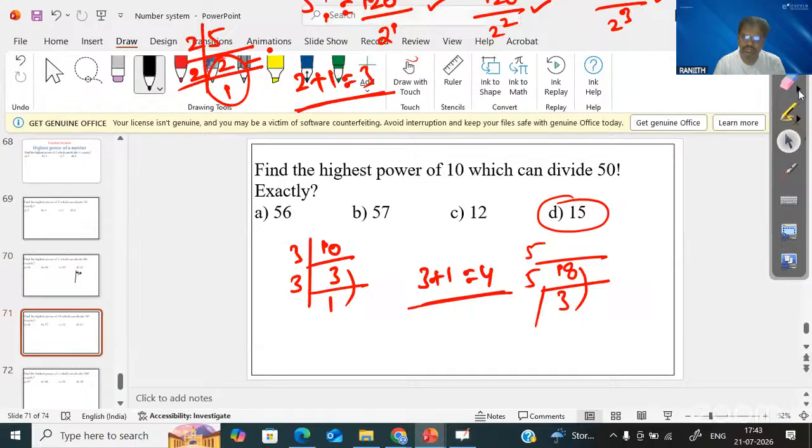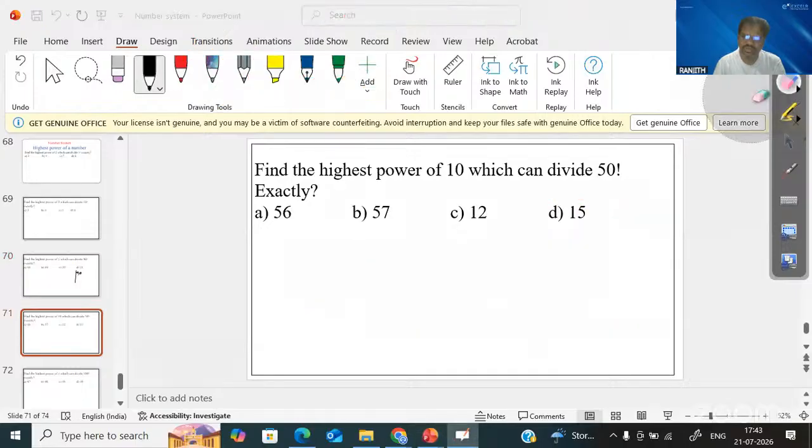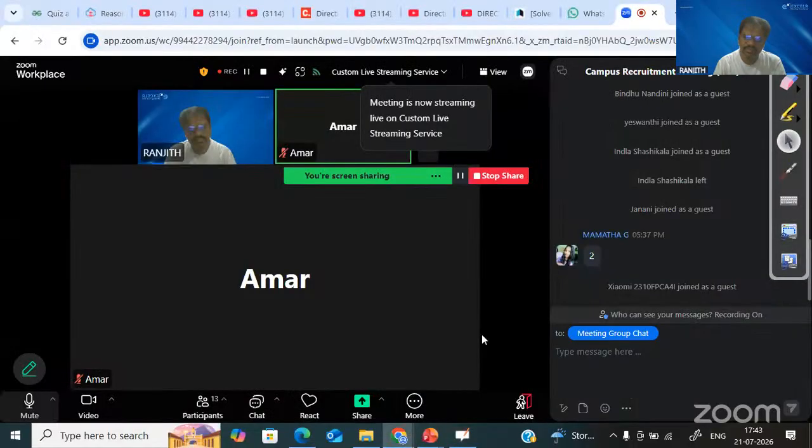Next one. So can you please tell me what is the answer for this one? What is the answer?